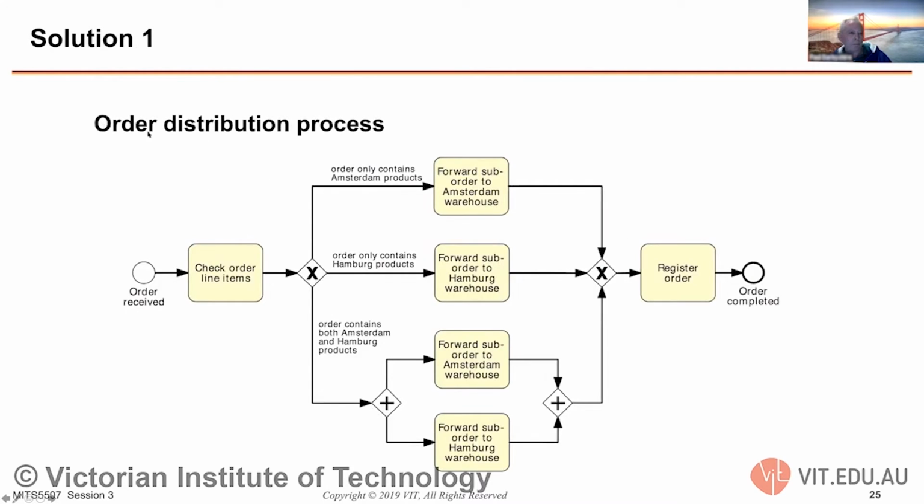Okay, here's one solution. The order is received. We have an order received event. We check the order line items. We have an XOR split. In the XOR split, if the order only contains Amsterdam products, we forward the sub-order to the Amsterdam warehouse. If the order only contains Hamburg products, we forward the sub-order to the Hamburg warehouse.